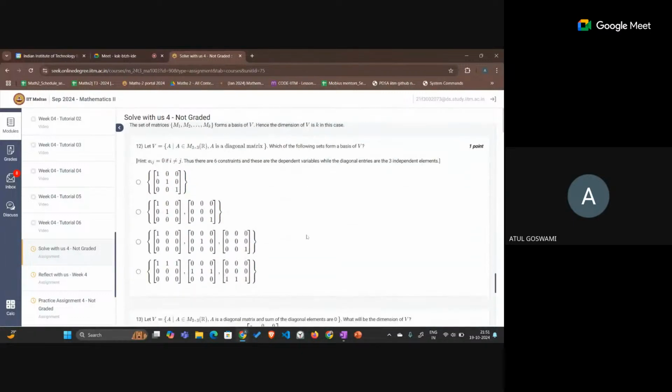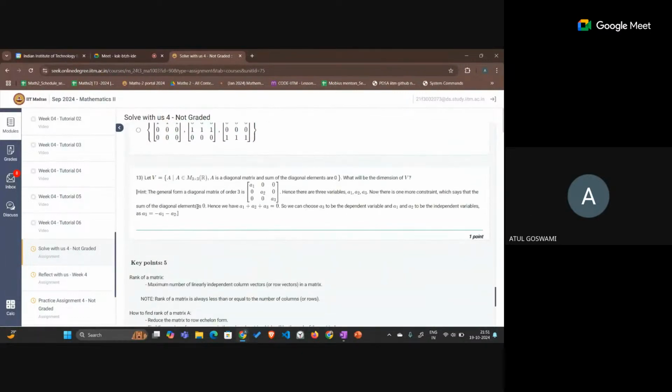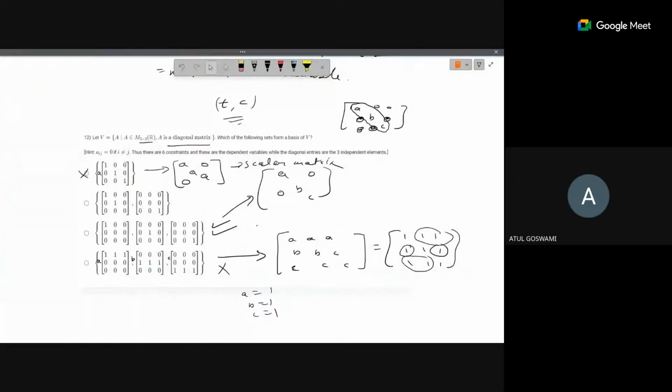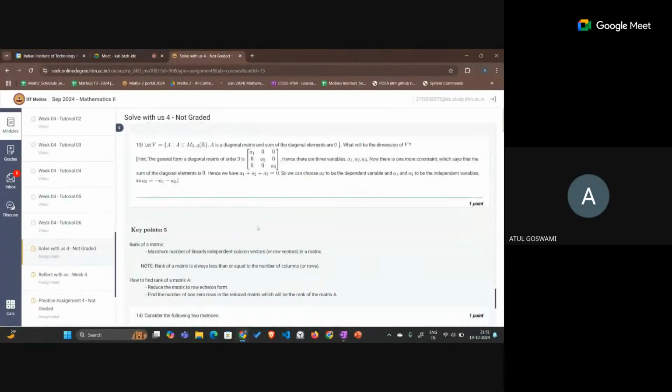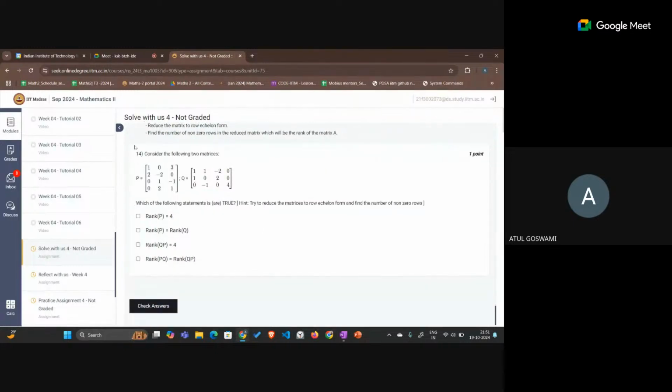So this question 12 we are solving, and 13 is a diagonal matrix. Sum of the diagonal entries. What will be the dimension of P? Some of the diagonal entries are 0. Then A plus B plus C is 0. That means we need only 2, right? If we know the 2, the third one we will know. So the dimension would be reduced to 2 for this case. Just solve this question, okay? 14th.